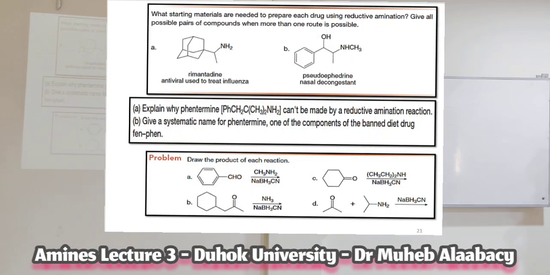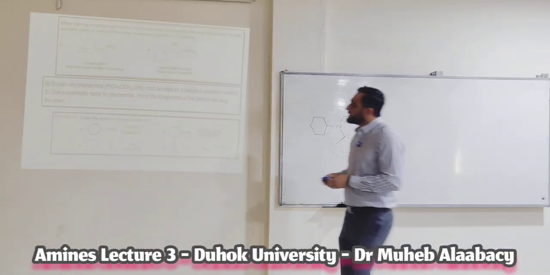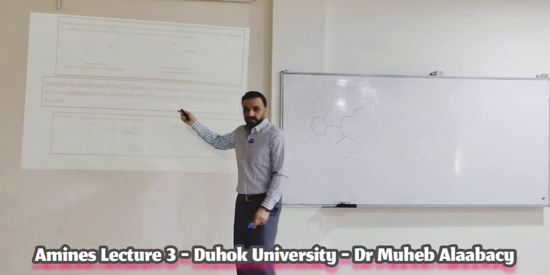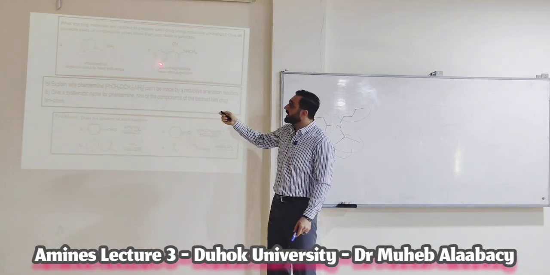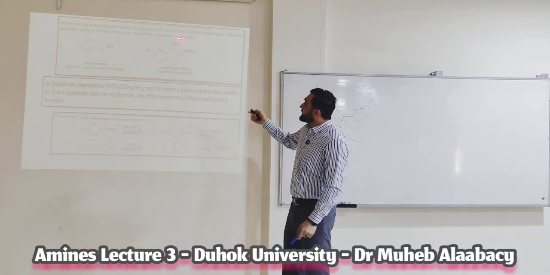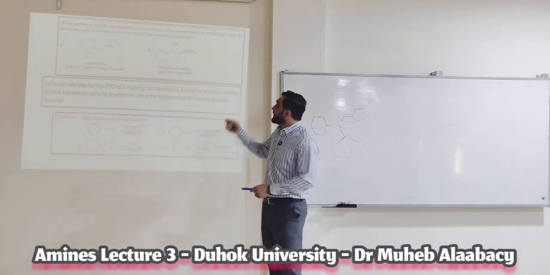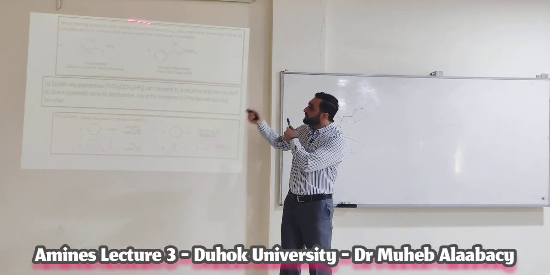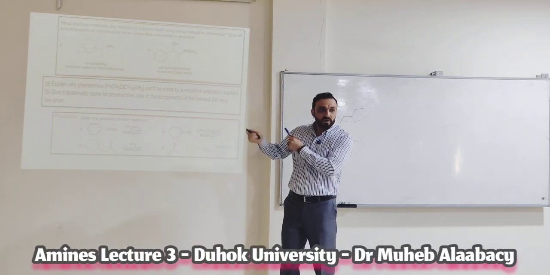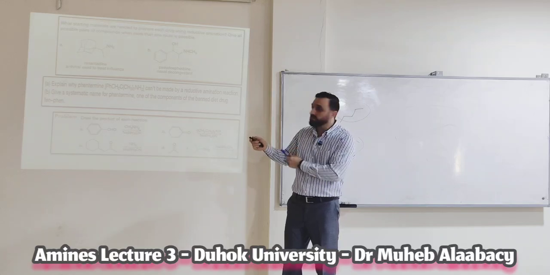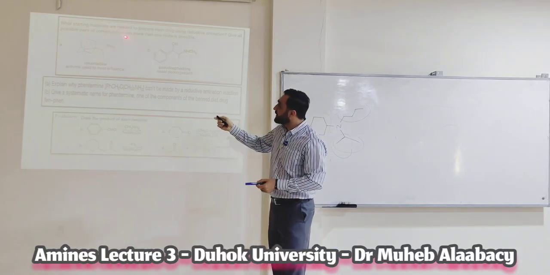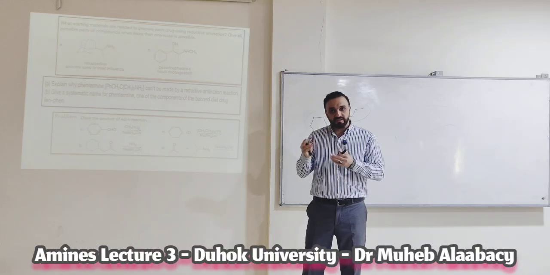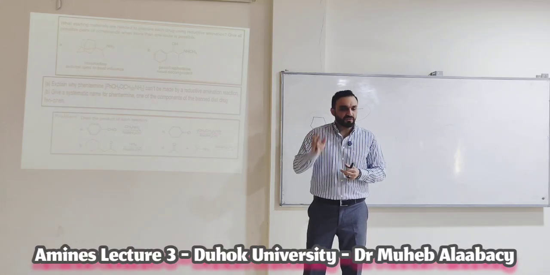Okay. Here is another example. What starting materials are needed to prepare each drug? Look, each drug, they are drugs, by using reductive amination. Look at the question: give all possible pairs, meaning all possible methods of the compound when more than one route is possible. More than one method is possible to prepare this compound, draw it.